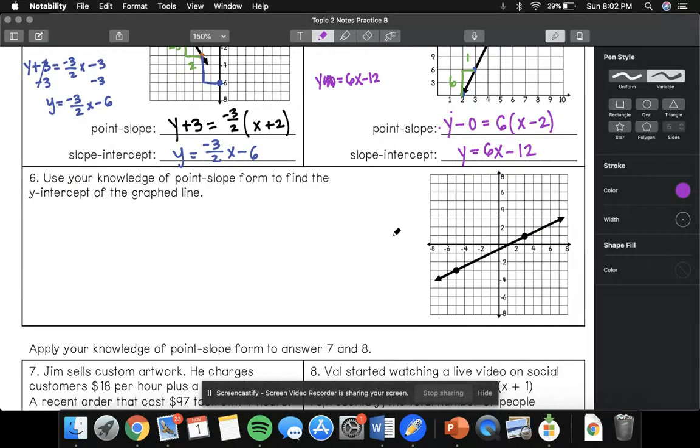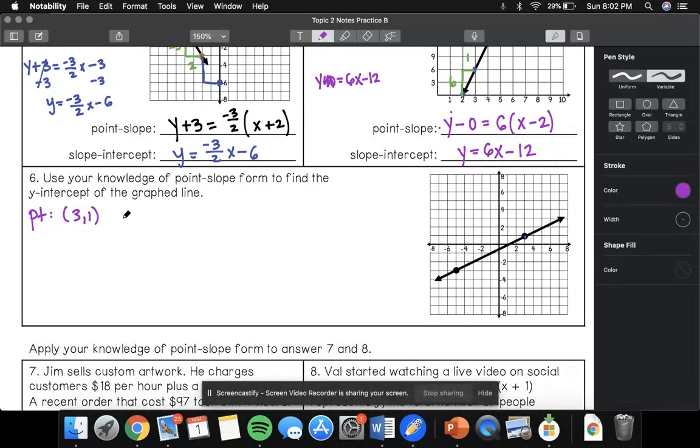Okay. Use your knowledge of point-slope form to find the y-intercept of the graphed line. Okay. Again, we do see the y-intercept, but we don't know exactly what this value is. We could assume it's maybe halfway, but if we're not 100% sure, we need to have a different way of solving for this y-intercept. Okay, so what we're going to do is we're going to use point-slope form. So I'm going to use the point 3, 1.